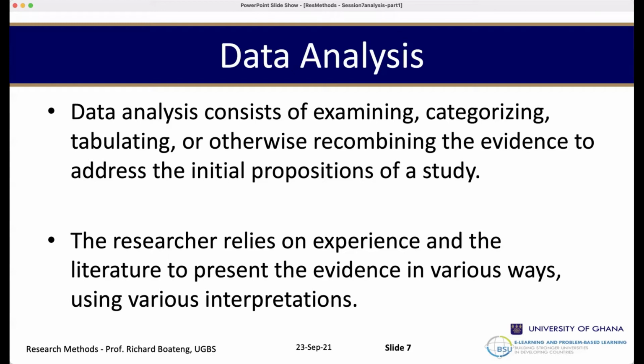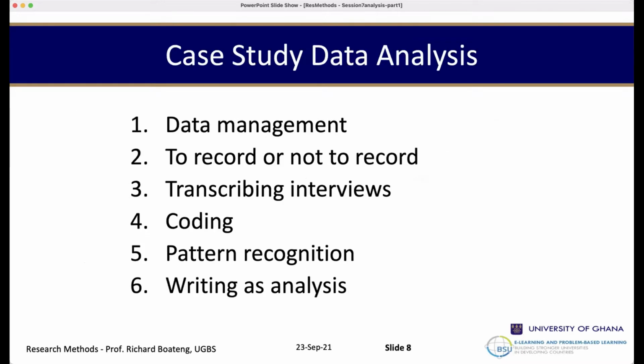So sometimes we have, maybe, leadership. We are studying transactional leadership. We are saying that transactional leadership is influenced by culture. So you're collecting data on culture and data on transactional leadership, to see whether there's a relationship in which transactional leadership is influenced by culture. So the researcher relies on experience and literature to present the evidence in various ways, using various interpretations. And one of the interpretations is with the theoretical framework or the research framework that you have. It will guide you in structuring the data that you are collecting.